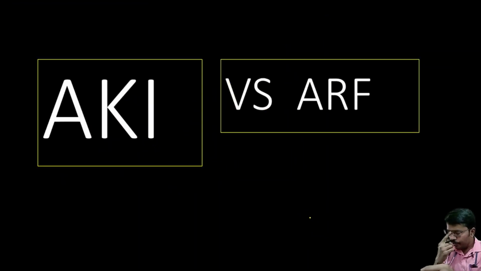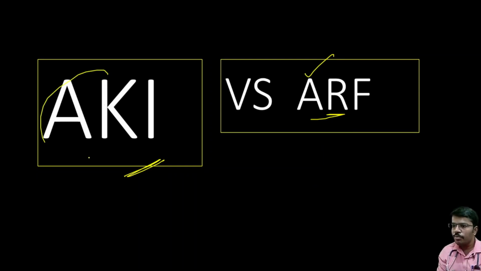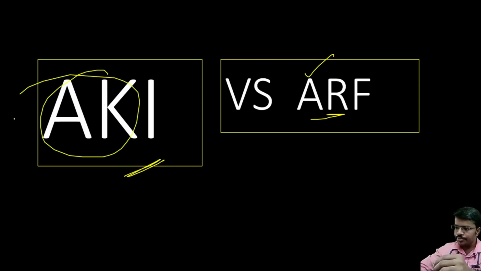Before going into the definition of AKI, whenever there is a senior examiner, there will always be a question on this one. Why has the previous name acute renal failure been changed into acute kidney injury? Previously they thought of it as a kidney failure happening in a short period of time. But later they found out it is not a specific entity of failure. There is some insult to the kidney which results in its dysfunction. So that's why the name has been changed to acute kidney injury.